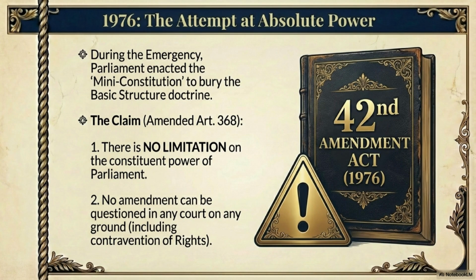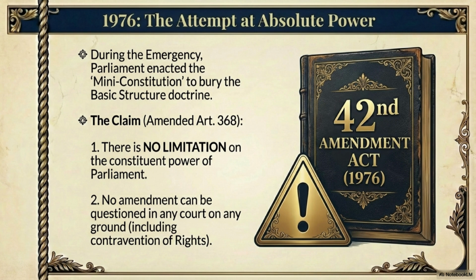But Parliament didn't give up, did they? They tried one more massive push. This is Section 6, Total War, the 42nd Amendment. Well, the 42nd Amendment Act of 1976 is often called the mini-constitution because it changed so much. It was passed during the emergency. But for our story, the most relevant part is how it amended Article 368 again.